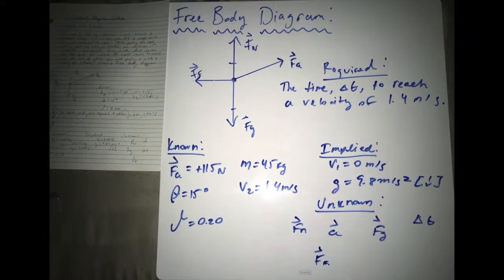To start, you have to identify your goal, the known, the implied, and the unknown. Secondly, you have to draw your free body diagram that shows Fn and Fg that are the same length and cancel each other out, with force of friction working opposite of force applied, which is 15 degrees northeast.